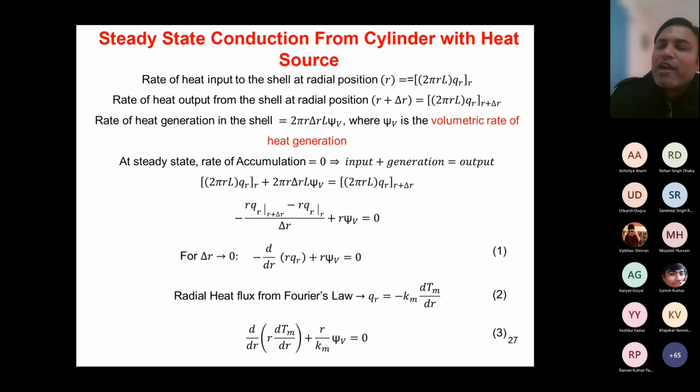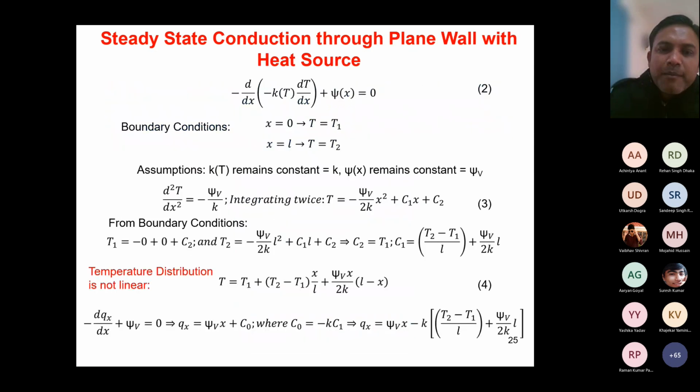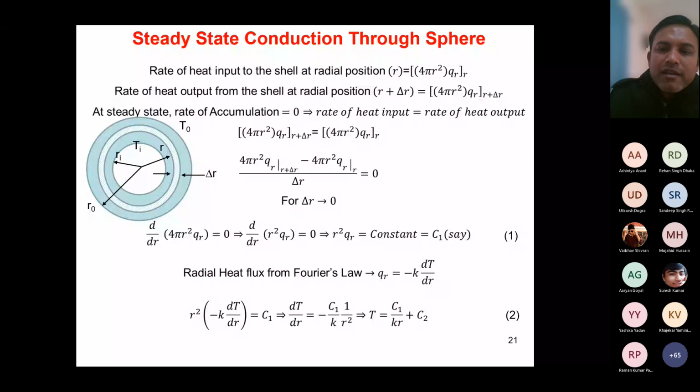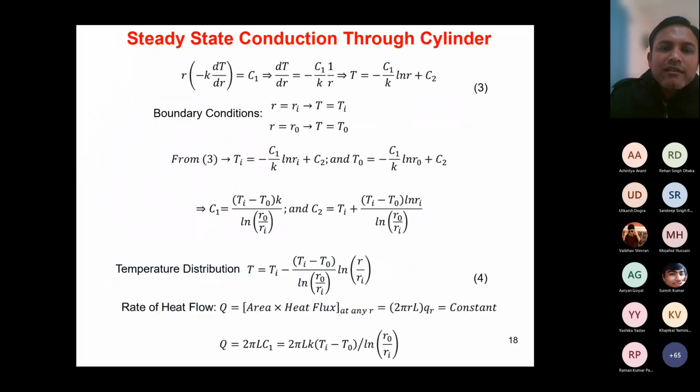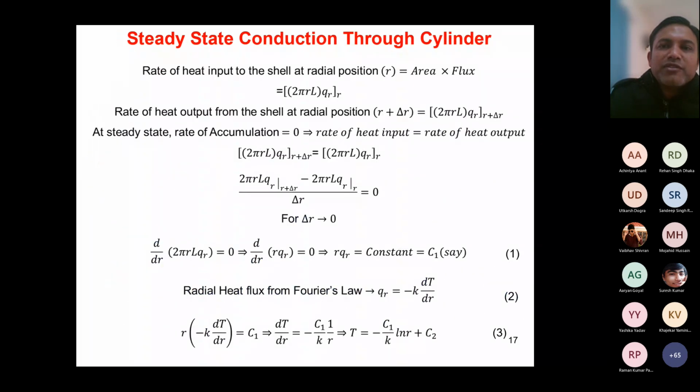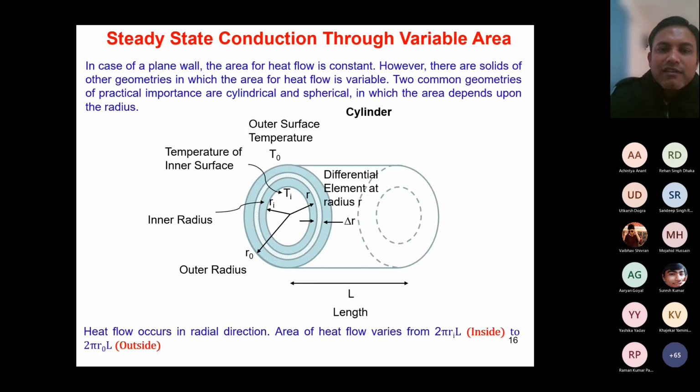Unlike the previous case where we looked at the flow of steam or hot fluid through a pipe, the inside temperature was given at R equals Ri, T equals Ti. That is what we used in the earlier example, if you remember. In that case, at R equals Ri the temperature is Ti, and at R equals R0 the temperature is T0. That is what we have used.